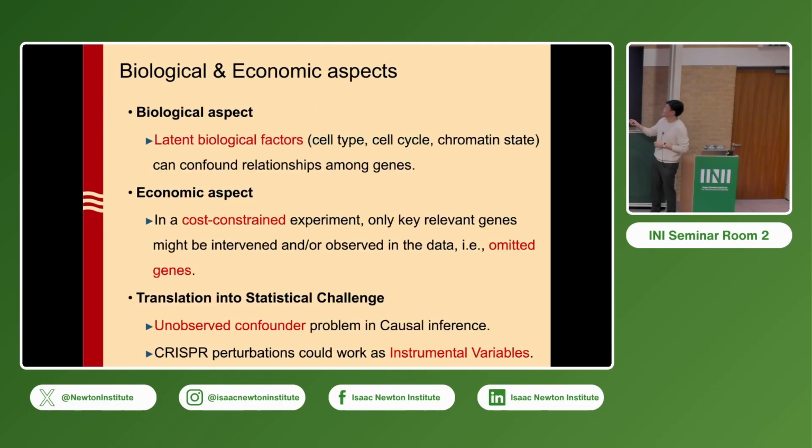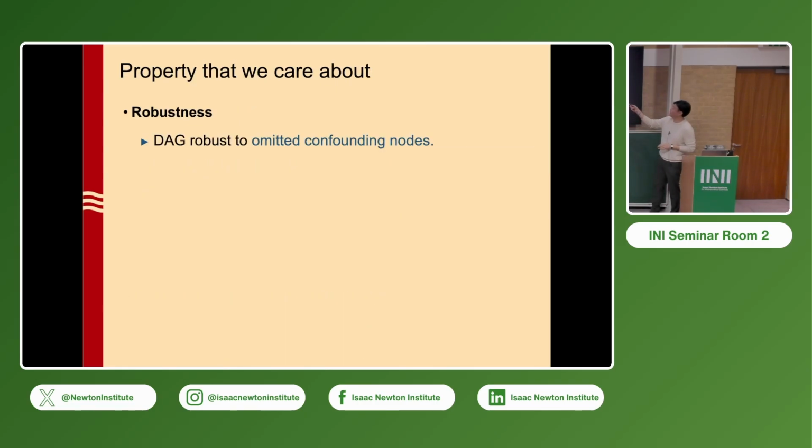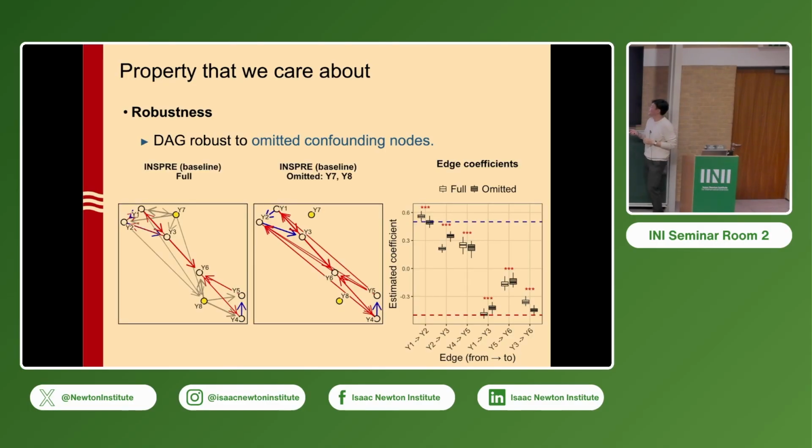Since this kind of confounding exists in the data, the main property that I care about is robustness. You can think about many properties for your methodologies, but the property I mainly care about for my method is robustness against omitted confounding nodes. For example, these are two of the DAGs learned from one of the baseline methods developed for this particular data set.